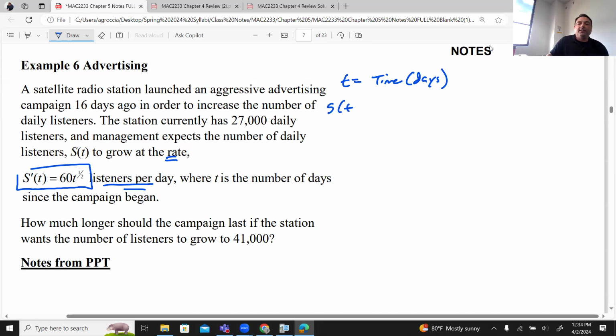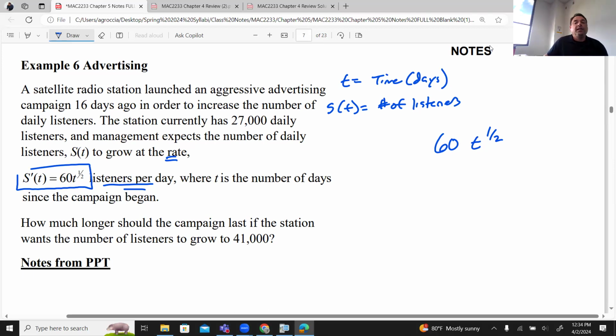S of T is the number of listeners. That's the goal. And you are given 60 T to the 1/2, but that's the rate of change. I don't want the rate of change. I don't want the listeners per day. I want listeners. So what am I going to have to do to that?